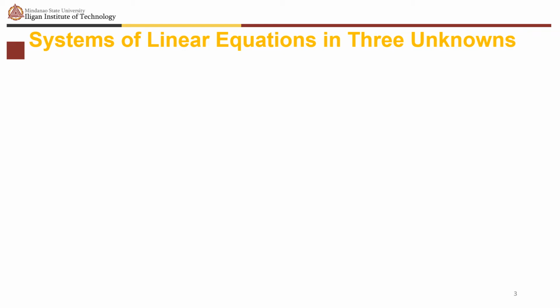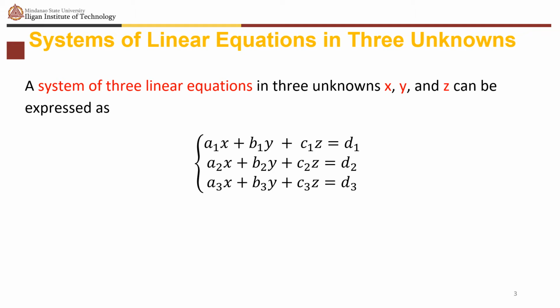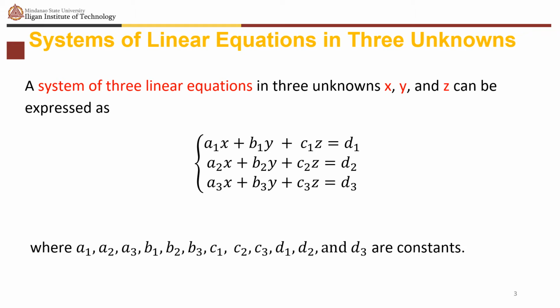A system of three linear equations in three unknowns, x, y, and z, can be expressed as a sub 1 x plus b sub 1 y plus c sub 1 z equals d sub 1, a sub 2 x plus b sub 2 y plus c sub 2 z equals d sub 2, and a sub 3 x plus b sub 3 y plus c sub 3 z is equal to d sub 3, where a sub 1, a sub 2, a sub 3, b sub 1, b sub 2, b sub 3, c sub 1, c sub 2, c sub 3, and d sub 1, d sub 2, d sub 3 are all constants.